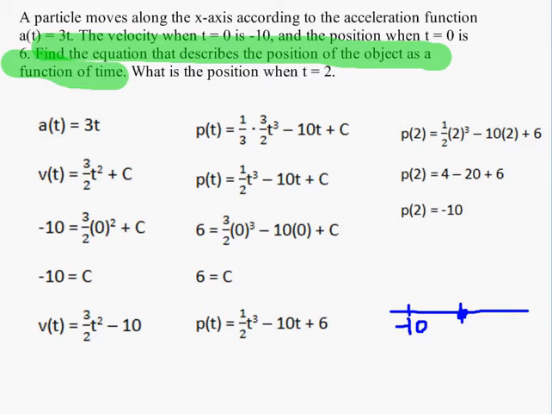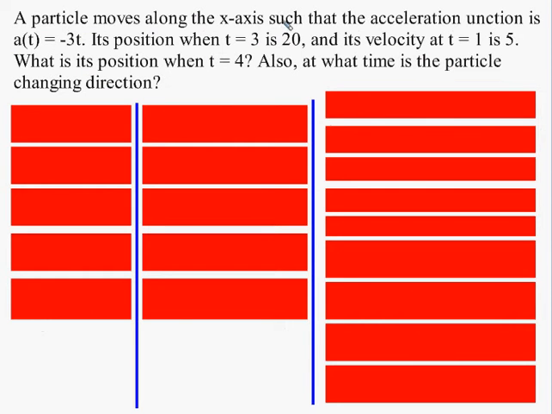Looking at our next example, a particle moves along the x-axis such that the acceleration function is a of t equals -3t, which means it's always decelerating. Its position when the time is 3 is 20. Its velocity when the time is 1 is 5. What's the position when t equals 4? Also, at what time is the particle changing direction?